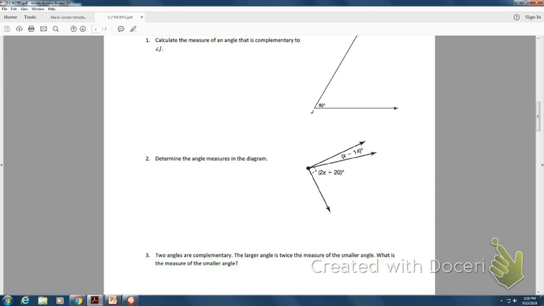Okay, what do we get for number 1? What's the complement of 62 degrees? 28 degrees. 90 minus 62. Okay, number 2, what did you guys get for x first? 28 degrees, very good. And so what were each of your angles? 14 and 76. Do we agree? Okay, at the bottom, number 3, what was the measure of the smaller angle?